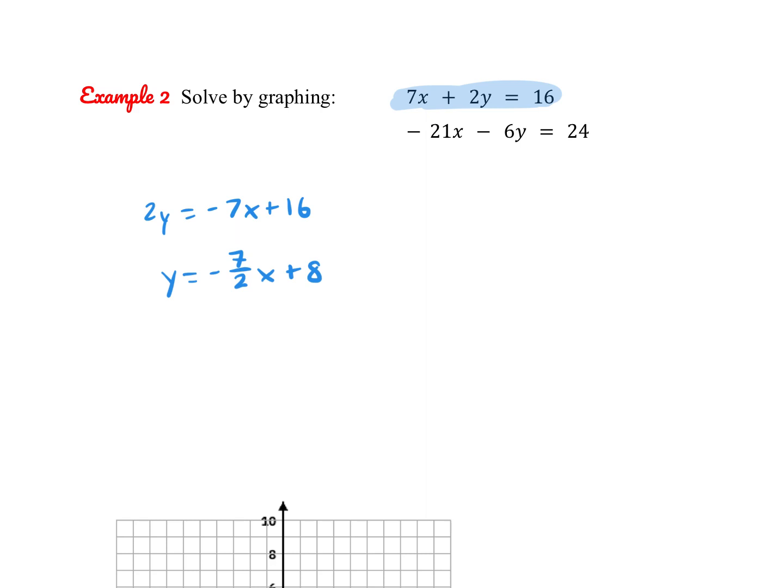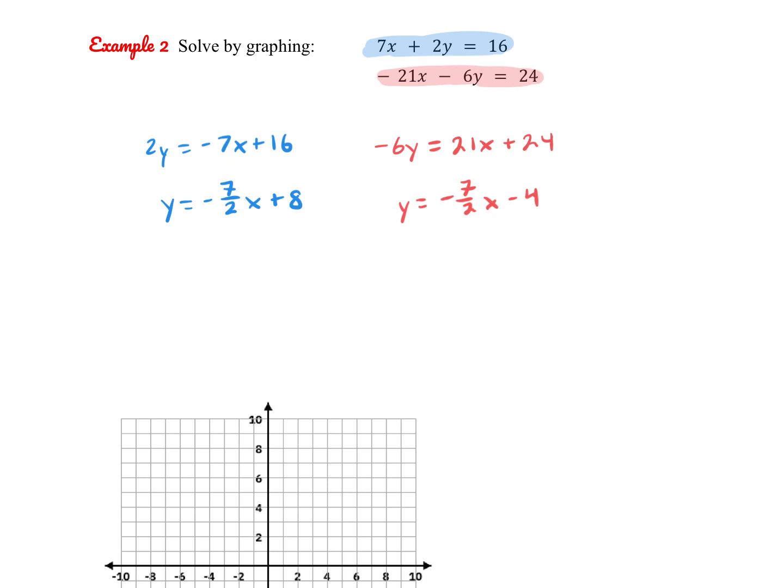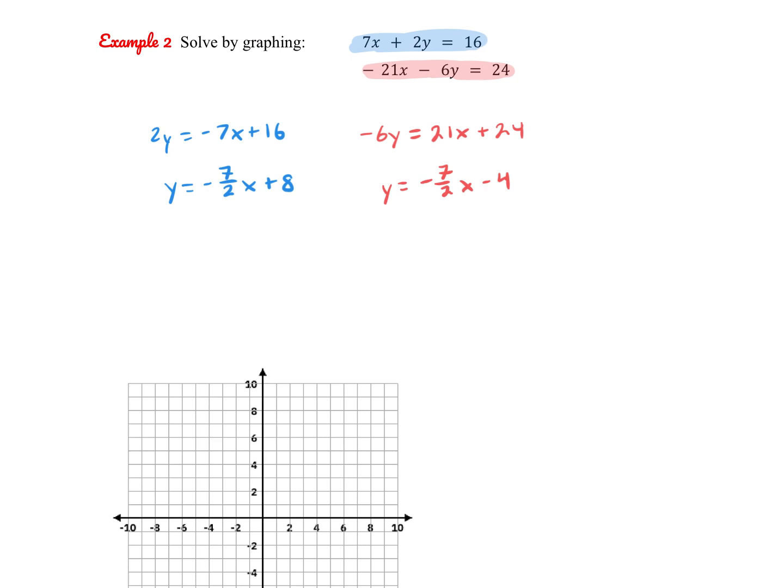And for our second one, we'll have negative 6y equals 21x plus 24. So we have y equals negative 7 over 2x minus 4. So right off the bat, you might notice that we have that scenario where we have the same slope with different y-intercepts. So at this point, if you notice that, you could say no solution.